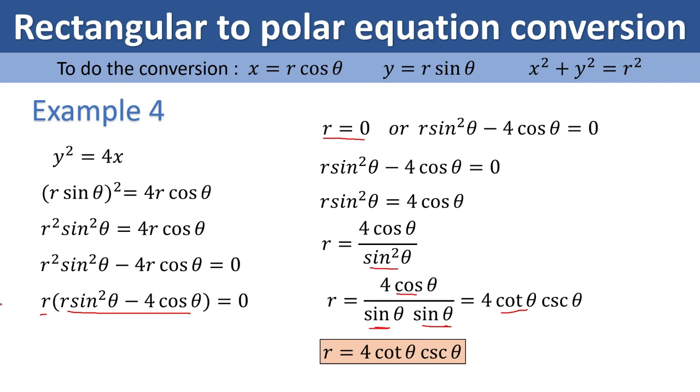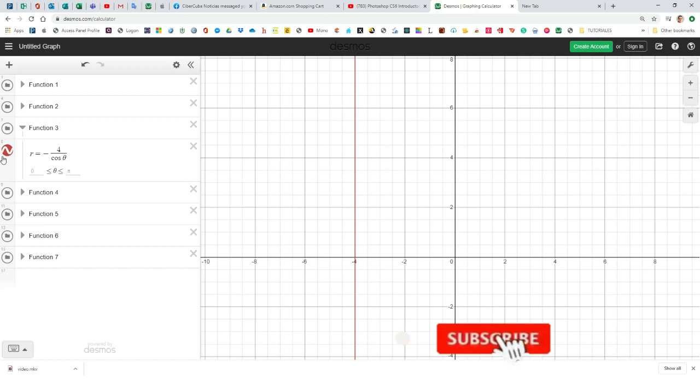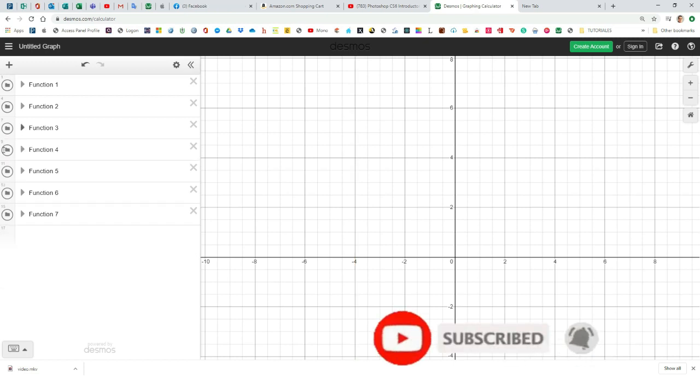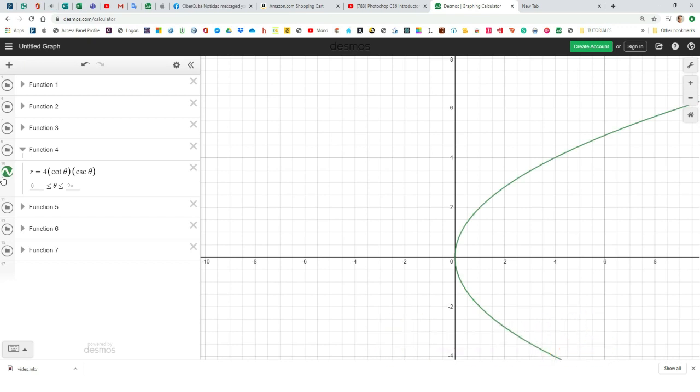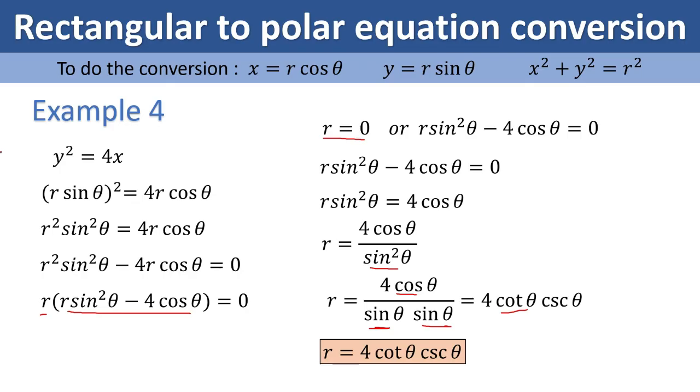Now let's go to my graph here. This is my function. That is the relation. This is the graph corresponding to y squared equals 4x, but in this case, it is in the polar coordinate system. Okay, we come back now to another example.